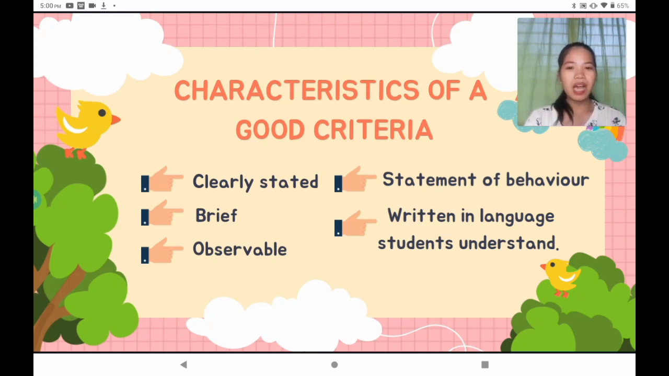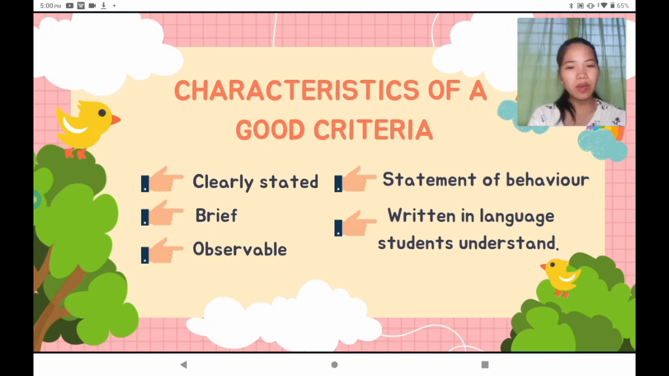And next, a good criteria should be brief. So kinahanglan mubo siya. The criteria must be written briefly. Nakakita na ba mo mga criteria nga kanang tag-as or very long, di ba? Wala. So, that is one of the characteristics of a good criteria. Kinahanglan mubo siya. It should be brief.